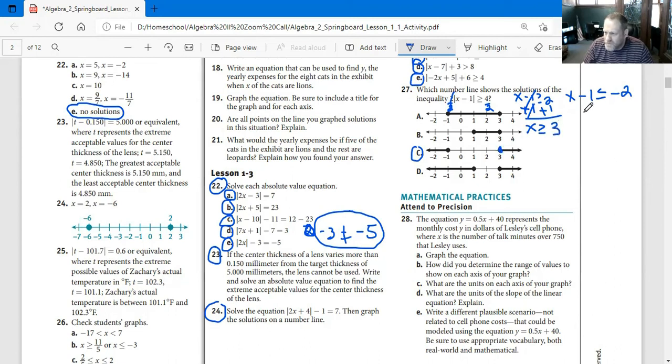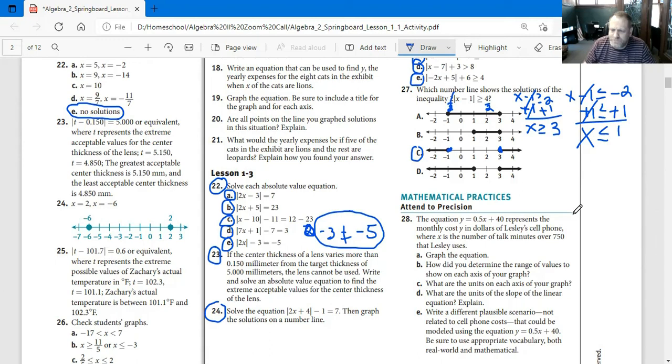All right, let's solve for the other side. Okay, we flipped our sign here, plus 1. All right, cancel, cancel. x is going to be less than or equal to 1. And here is our sign right there.